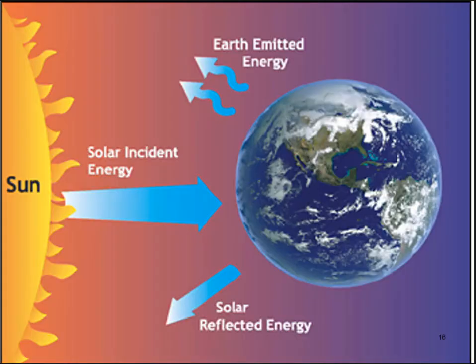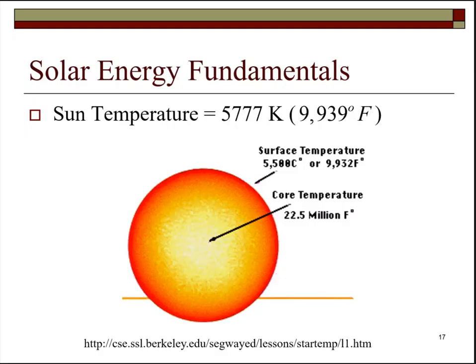Here we see an overall view of the solar radiation incident upon the Earth, indicating a portion being reflected from the Earth and a portion being emitted from the Earth. This gives a surface temperature of the sun to be about 5,777 degrees Kelvin. We can use this for a theoretical calculation of the solar constant.